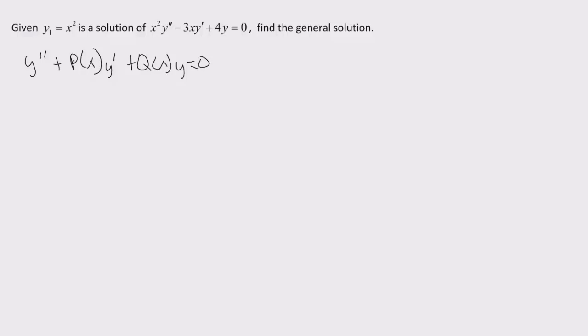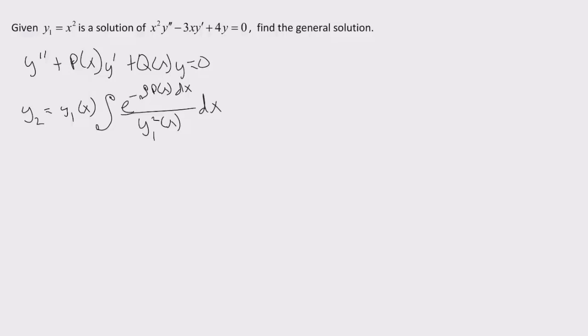okay, and we're given one of our solutions, then we just found that the process to find the second solution is to take the first solution times the lovely integral of e to the negative integral p of x dx over y1 squared of x dx. Okay, so first question is, do we have it in the correct form that we can use this formula?